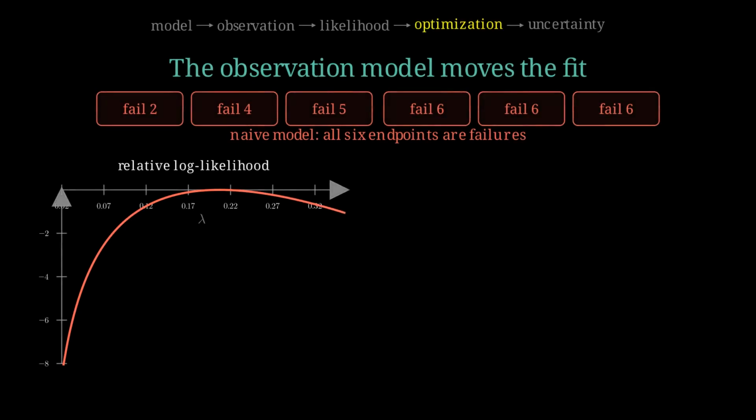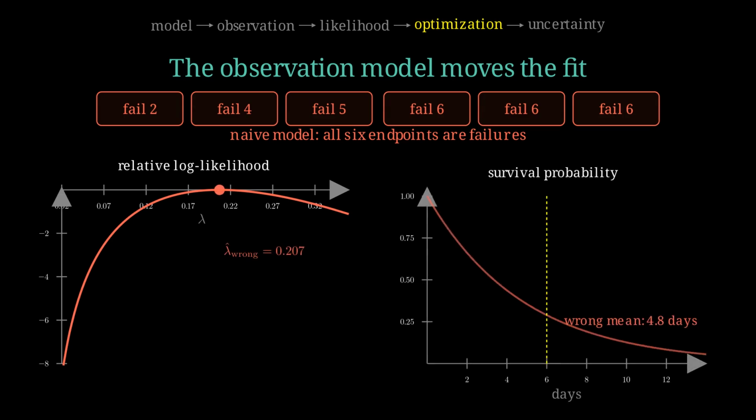First, pretend all 6 endpoints were failures. That incorrect likelihood counts 6 observed failures, so it favors a higher failure rate. Numerical maximization places the rate near 0.207 per day, corresponding to an estimated mean lifetime of only 4.8 days.